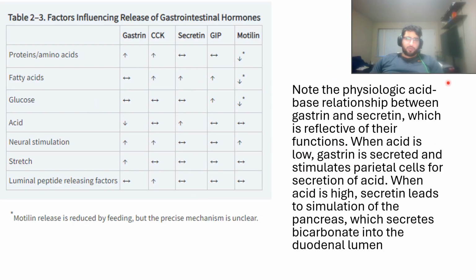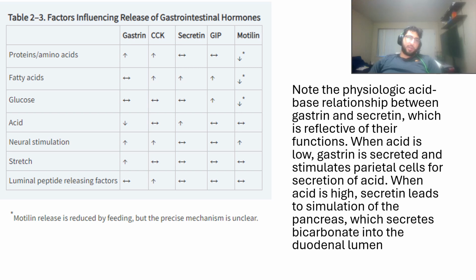And this table is just sort of showing the physiologic acid-base relationship between gastrin and secretin. So basically, as you get food, etc., gastrin is going to increase. So when acid falls low, it's going to be like, oh, we don't have enough acid, and it's some sort of feedback loop, because when the acid is high, you're not going to get gastrin stimulation because gastrin causes the chief cells to secrete acid. When there's very high levels of acid, secretin is going to stimulate the pancreas. So notice here, acid stimulates secretin.